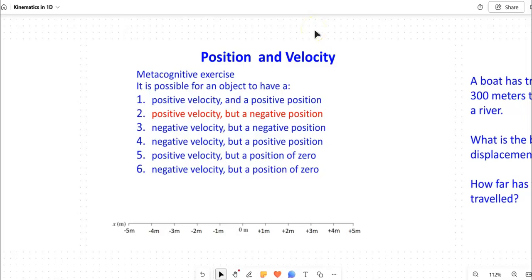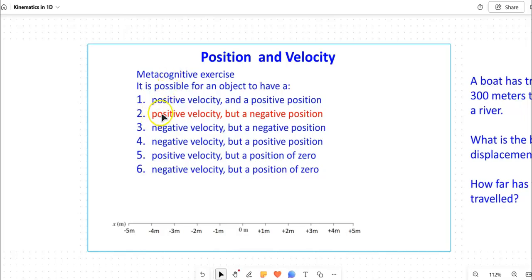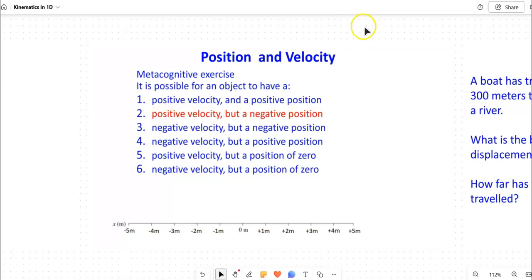Okay, so moving over here, let's start out. This is an exercise and I want you to think about it, and we're going to concentrate on number 2 here where it says positive velocity but negative position. So it is possible to have a positive velocity but a negative position. Take a moment and think about how that is possible. In a second I'm going to ask you to pause the video, but I want you to really think about how that's possible.